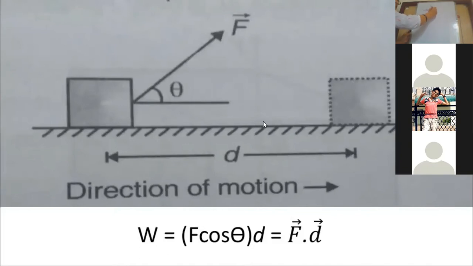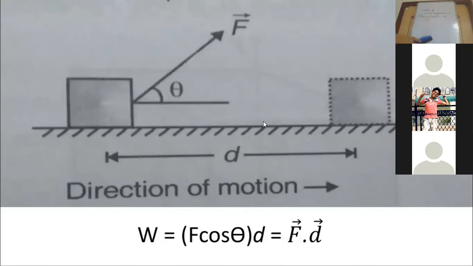the motion and the force applied are in the same direction, then work done will be positive.